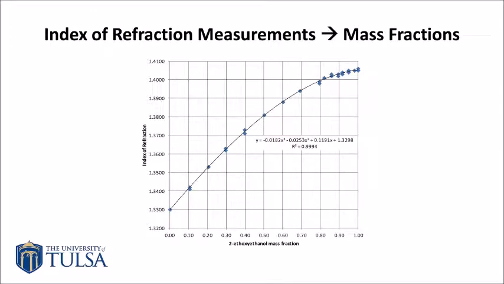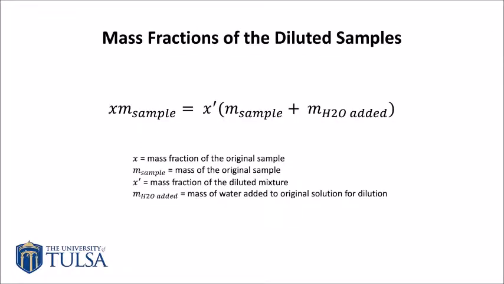The index of refraction measurements will be converted to mass fractions using the calibration curve provided in the lab. The mass fractions for the diluted samples will be solved for by using both the calibration curve and a stoichiometric equation which relates the sample masses and mass fractions. All mass fractions will then be converted to mole fractions using each chemical's molecular weight.